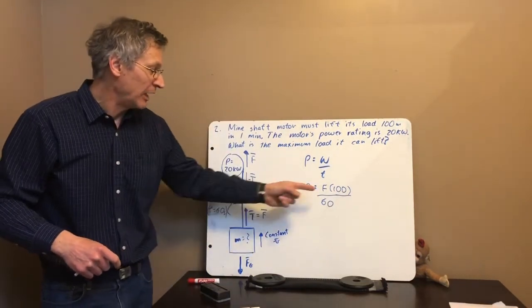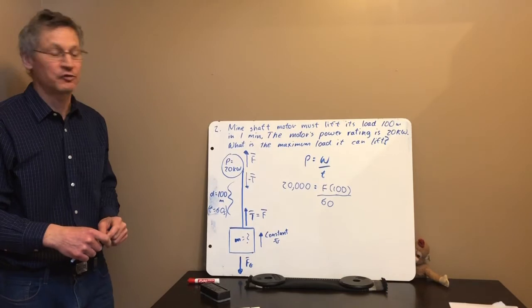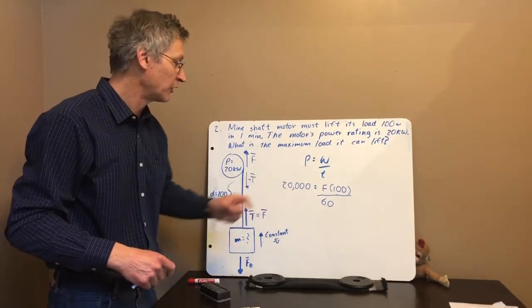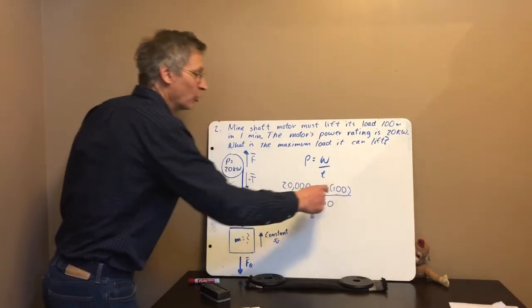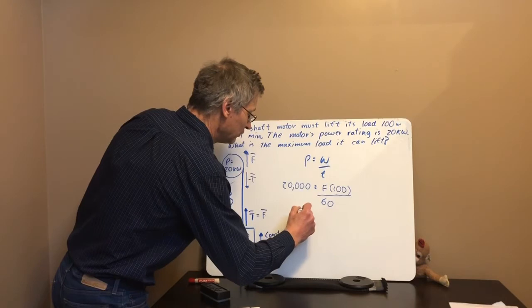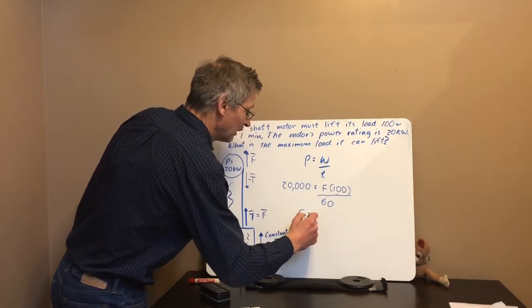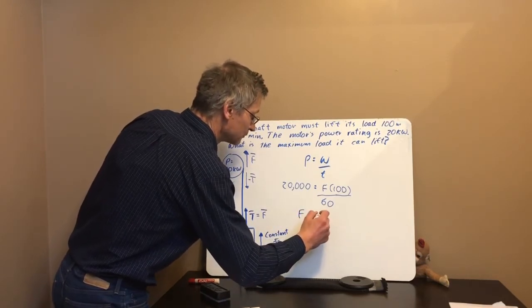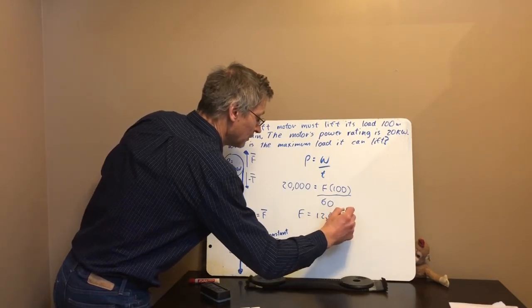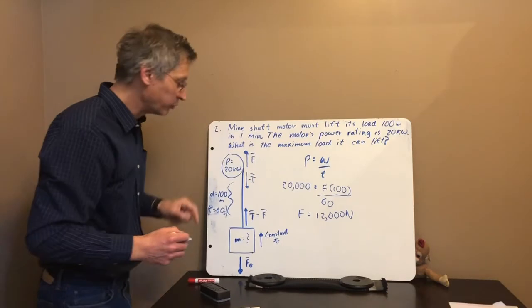And here you have an equation. You can solve it for F. If you solve it for F, the 60 goes across to the other side, goes upstairs. The 100 goes across to the other side, goes downstairs. If you solve this for F, you get that F is equal to 12,000 newtons.